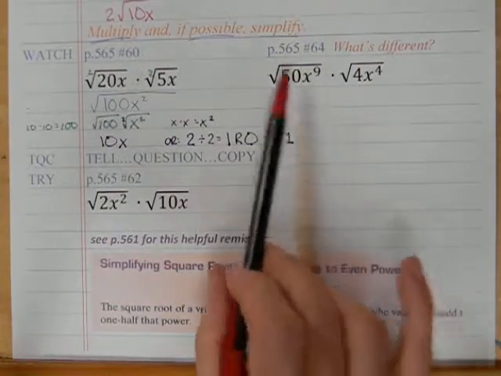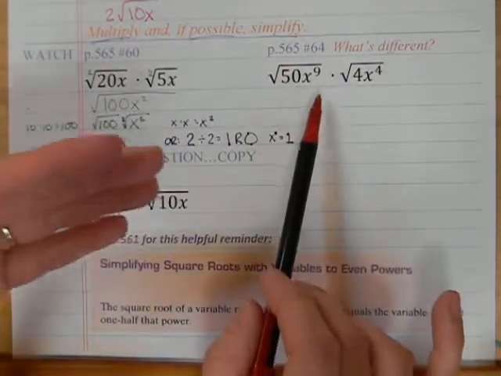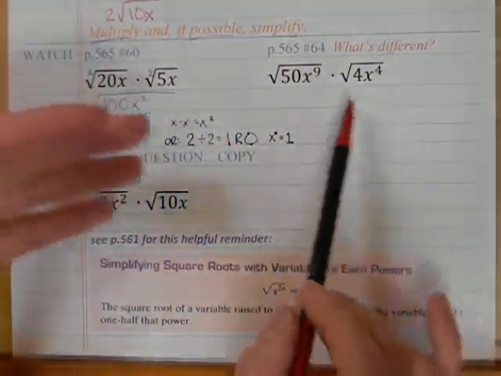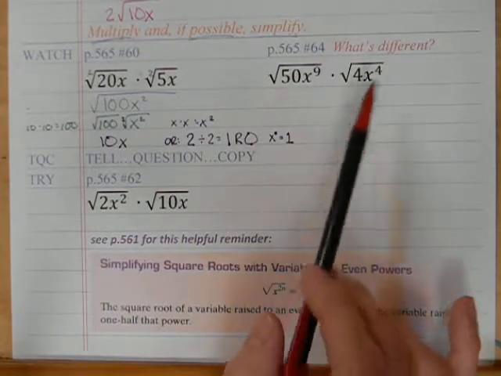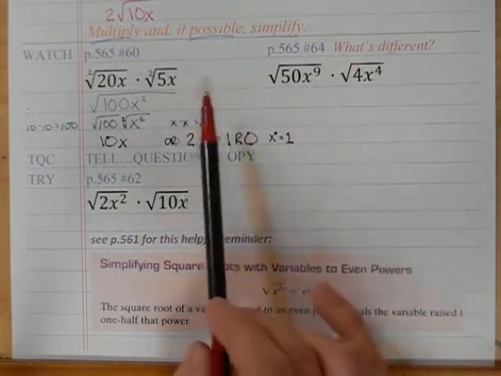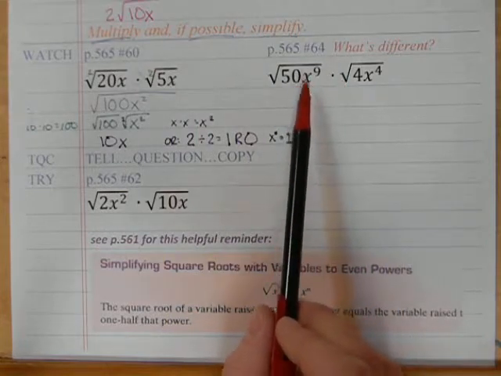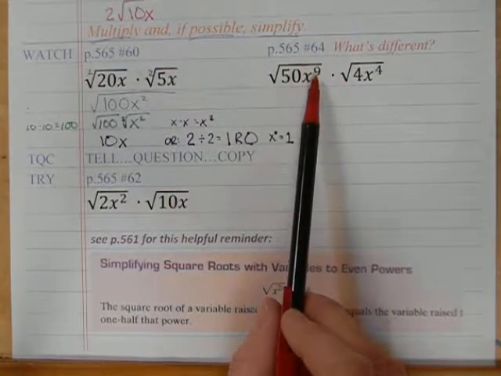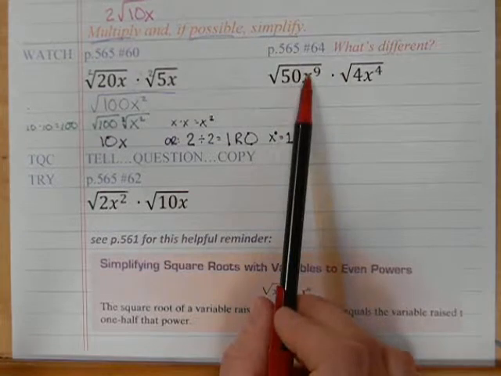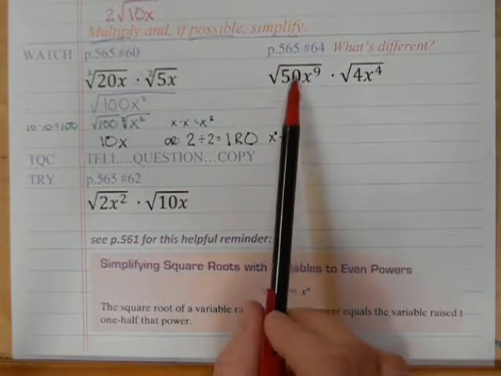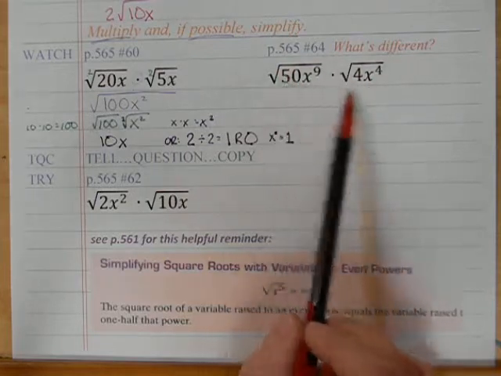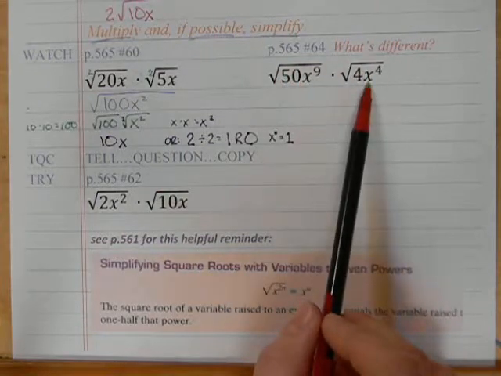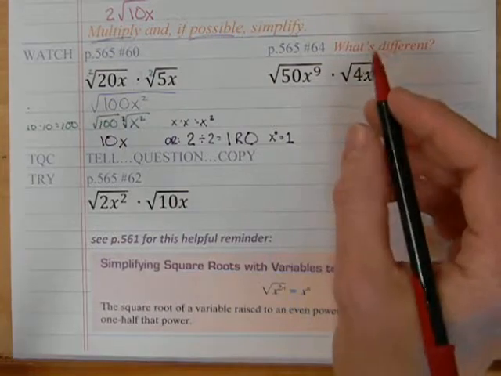So let's try number 64. Same idea. We're multiplying and then trying to separate out the perfect square so that we can write it in the simplified form as possible. Now, what's different here than the one we just did? Well, we've got more variables happening on the inside, and we also have different numbers here, but it doesn't look too much different on the surface, but let's see what happens when we multiply.